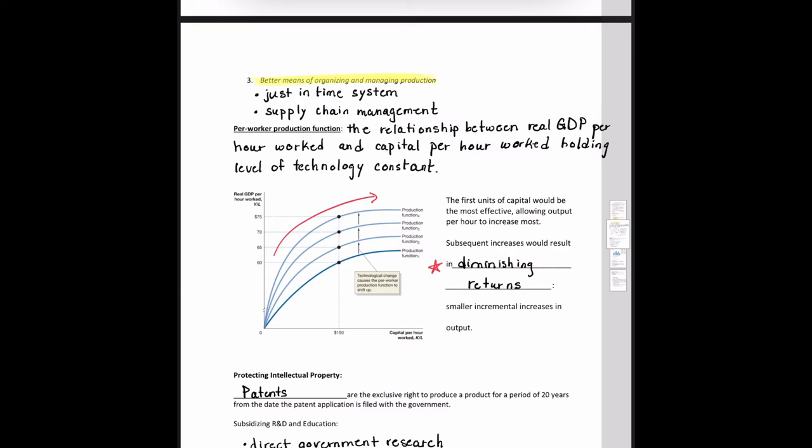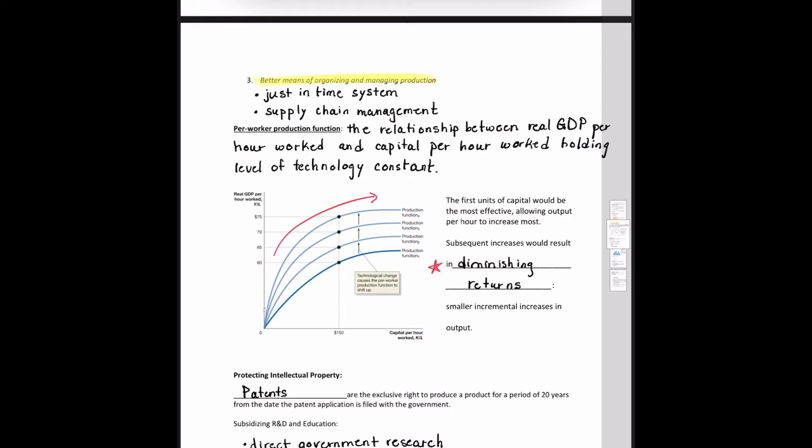So if a country is lacking in capital, such as the developing countries we mentioned earlier, increases in capital are very effective at increasing real GDP per capita. Unfortunately, for countries that are already developed, if they have a lot of capital already, the US for example, technological change is more effective as a way to increase output per hour.